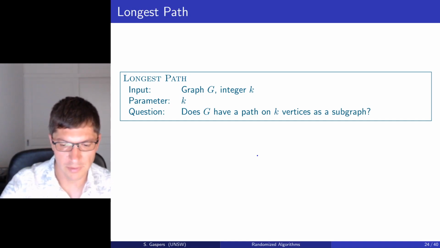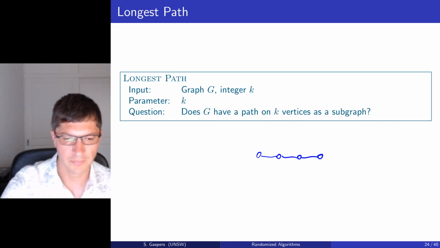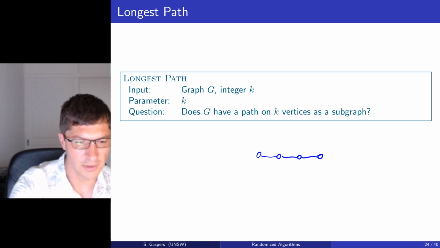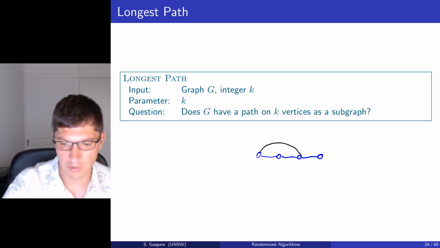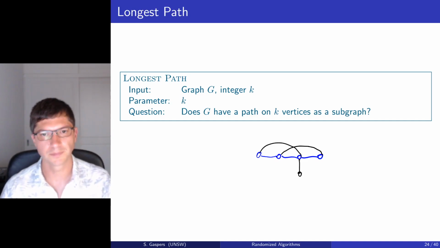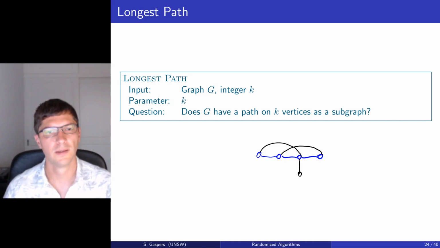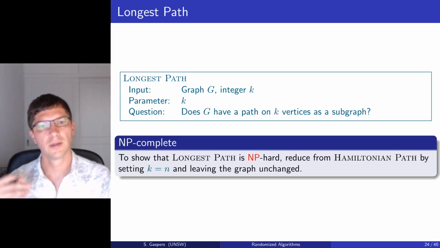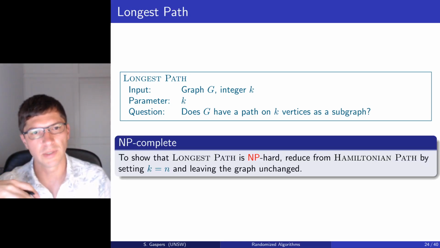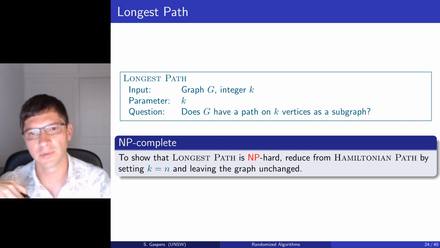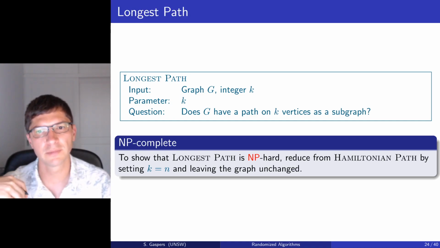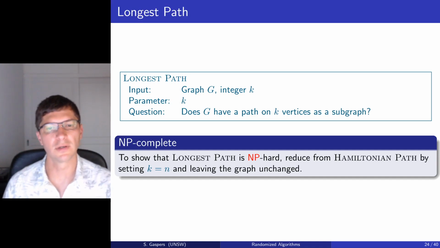So it must be possible to find some path on k vertices in our graph, but of course this doesn't need to be an induced subgraph. So we could have additional edges here, and of course additional vertices. Okay, well, this is an NP-hard problem, and one can easily show this by reducing from the Hamiltonian path problem by setting k equal to n and leaving the graph unchanged.